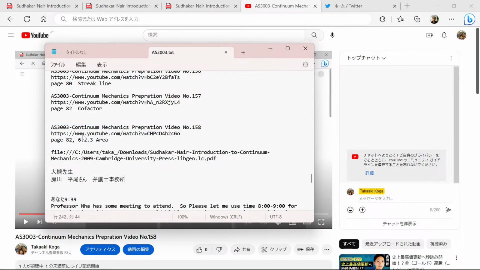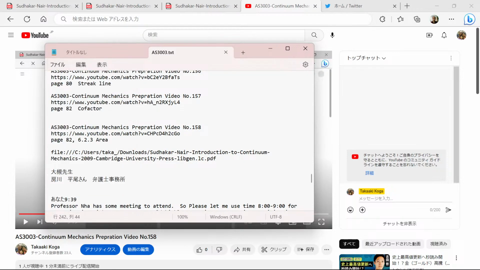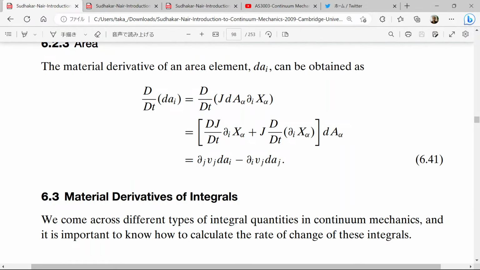So I want to continue. This is page 82. Here, the area, about area. Okay, so this thing is easy to remember, I think.